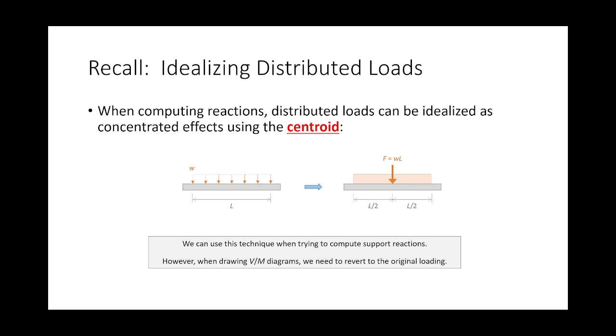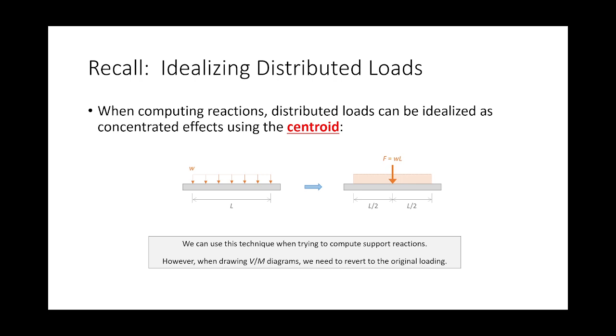Now, whenever we computed reactions, if you remember, we would take a distributed load that looks something like this, and we would collapse that into a single concentrated load that was located at the centroid. So if I have, let's say, 5 kips per foot over a distance of 20 feet, I would turn that into just 100 kips, right smack dab in the middle, right?